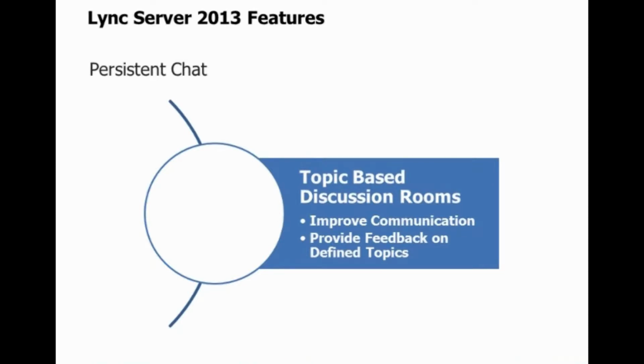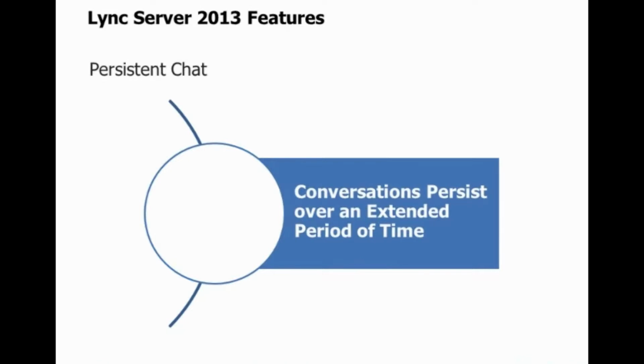So it's going to be able to improve communication and also provide feedback on certain topics that we define. One of the big benefits that we have with persistent chat is that conversations persist over an extended period of time, so the end users can participate in the conversation when it's convenient for them. If somebody posted an entry inside of the chat room earlier today, when I connect into the chat room later on this evening, I'll be able to see that entry and I can respond to it at my convenience.